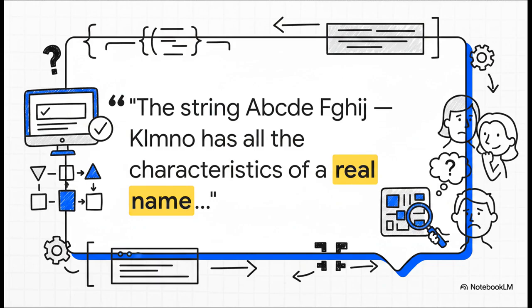A computer can look at a name like ABCDEFGHIJ and see that it fits the pattern of a name, a capital letter, then some lowercase letters. So it passes validation. But obviously, the system has no idea that it's not a real person's name.